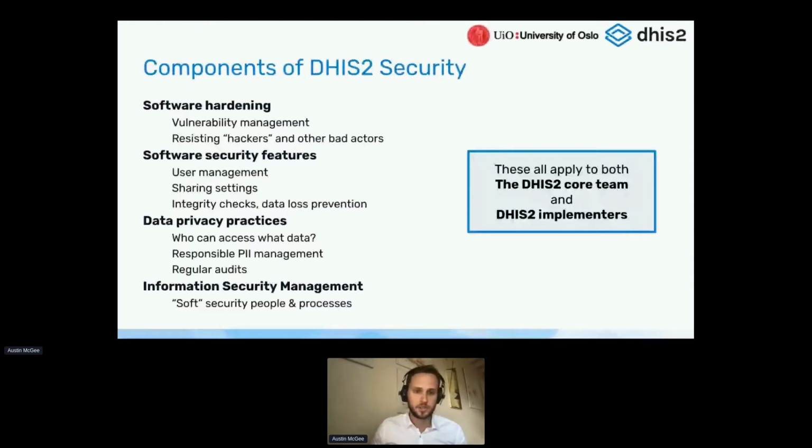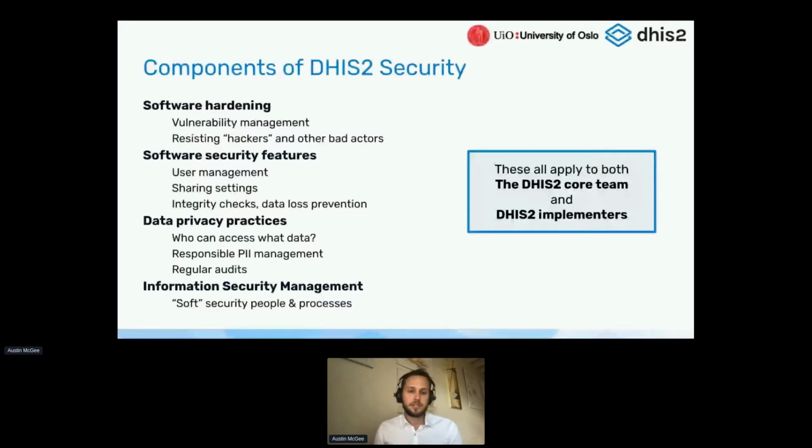But assuming that you build in the core foundation of software security and software hardening, there are many practices that should be put in place to protect personally identifiable information and other privacy conscious pieces of information that might be hosted in DHIS2.